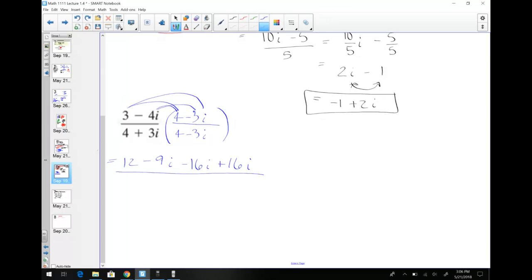all divided by, and notice that these two are conjugates of each other. So what happens is that we can use our shortcut. So the first squared, 4 times 4 is 16. The second squared, 3 times 3 is 9. So that's really nice. Oh, I forgot my i squared at the very end of this statement. Why did I write 16? I must have been getting ahead of myself.